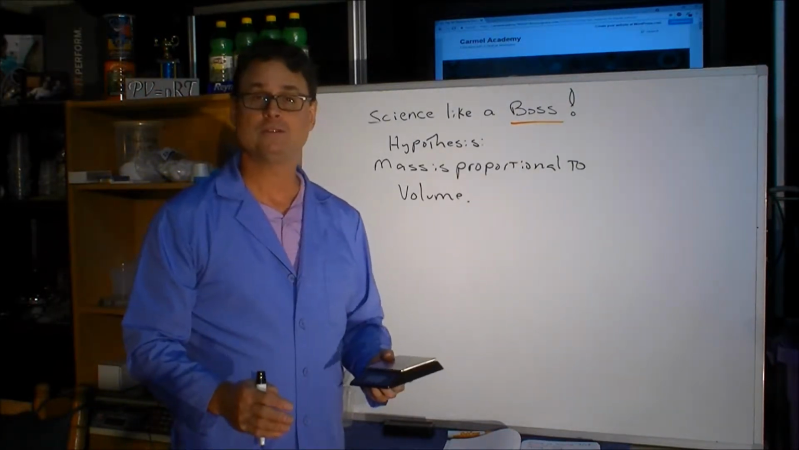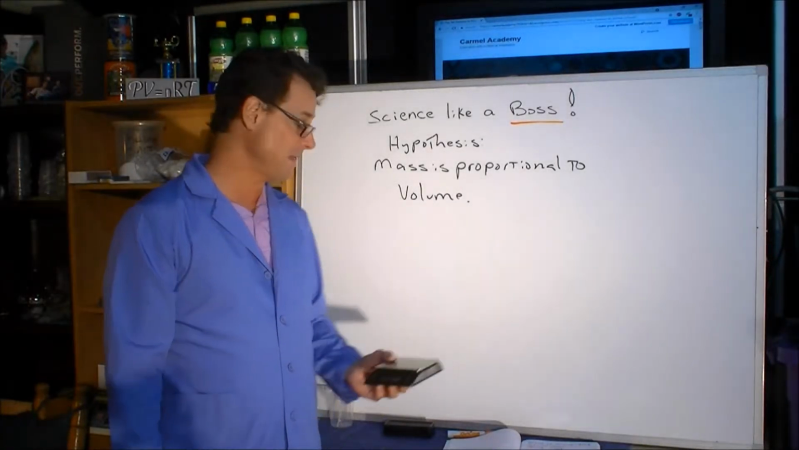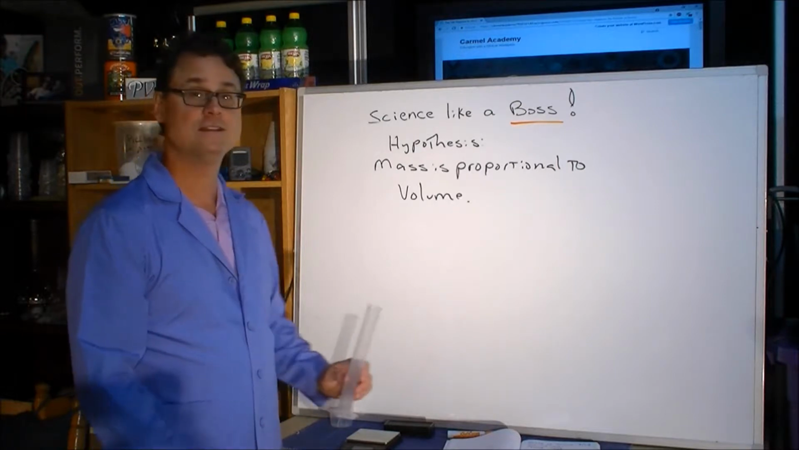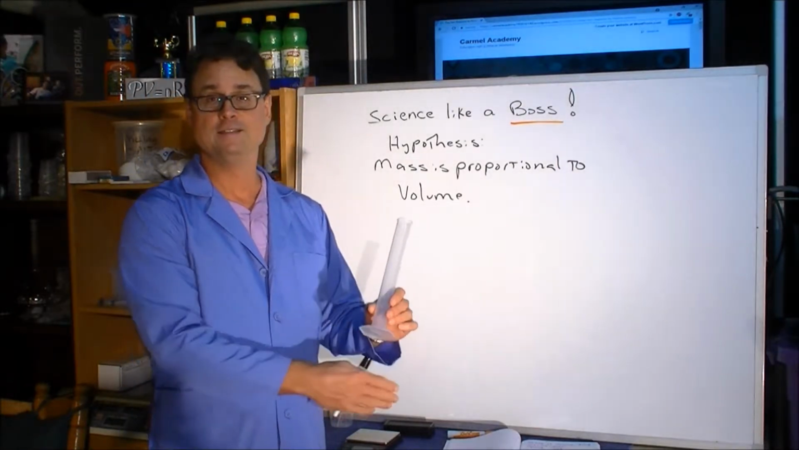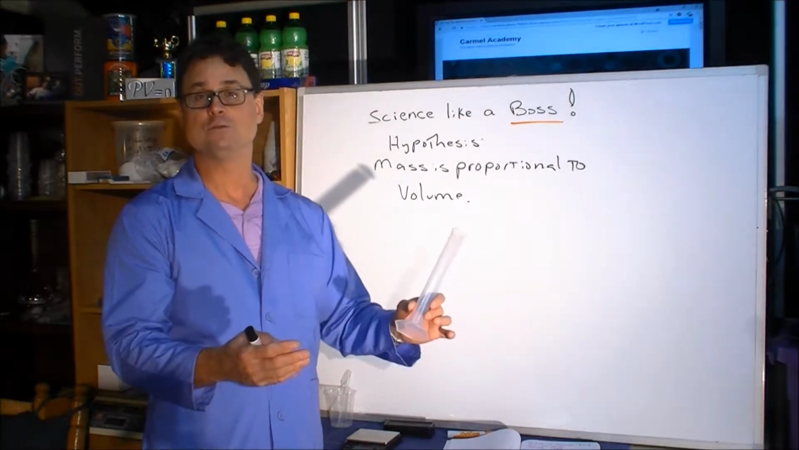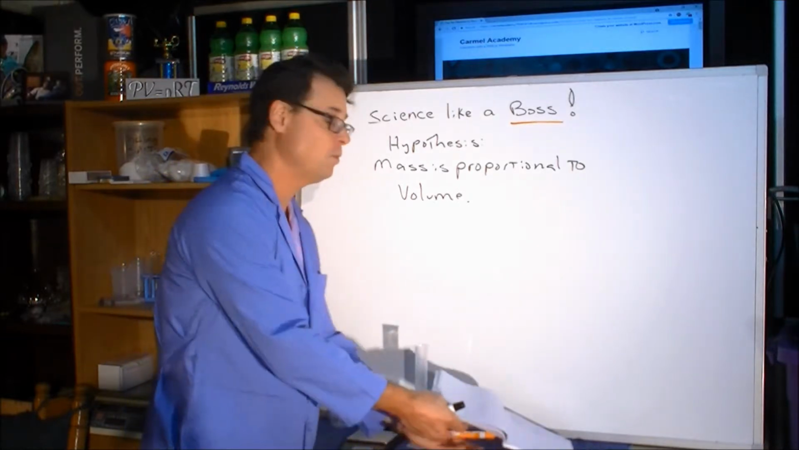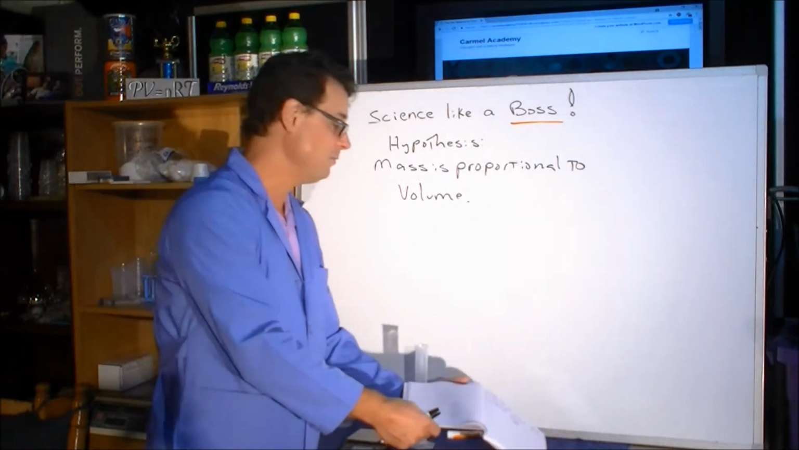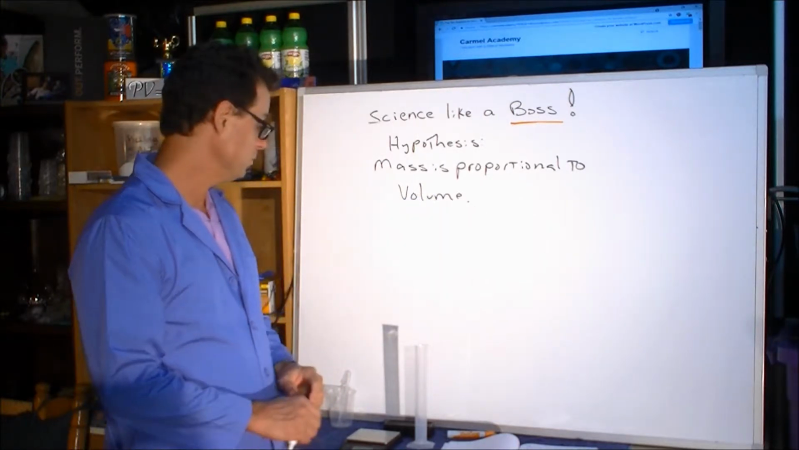And our experimental design is simply to use a laboratory balance and a graduated cylinder to measure the volume and then the mass of several test liquids, and then we can analyze that data after we record it carefully in our lab notebook. We can analyze that data to test the hypothesis that mass is proportional to volume.